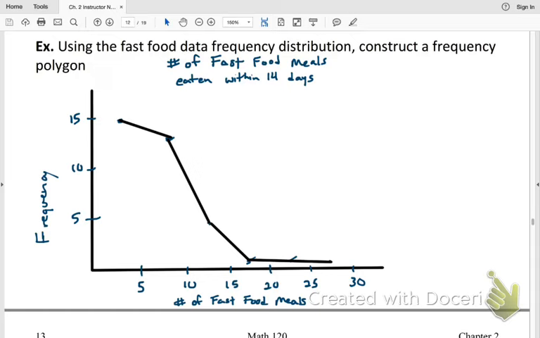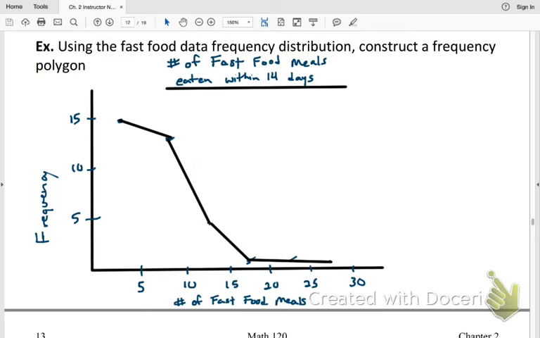And there's my frequency polygon. I want you to notice that, to redeem myself here, I went back and labeled my graph with the number of fast food meals, and even gave my graph part of a title. I mean, I could say within 14 days of November 15th, for section blah, blah, blah. I think that's probably a little too much information to be giving on this graph.